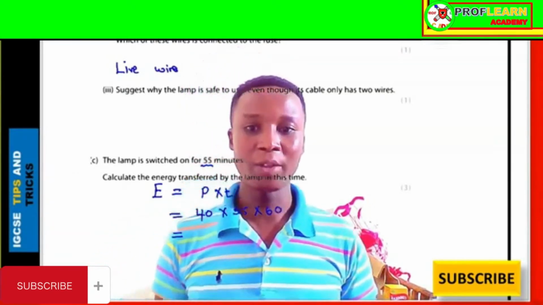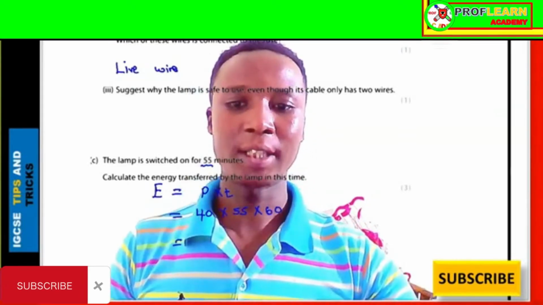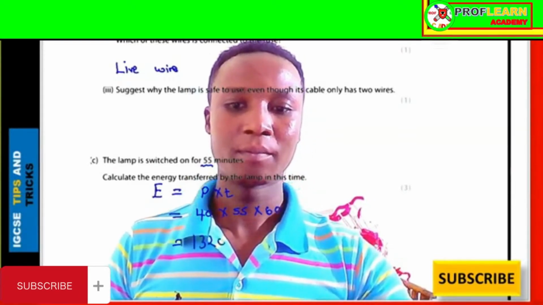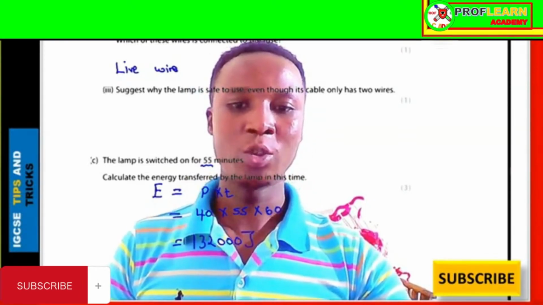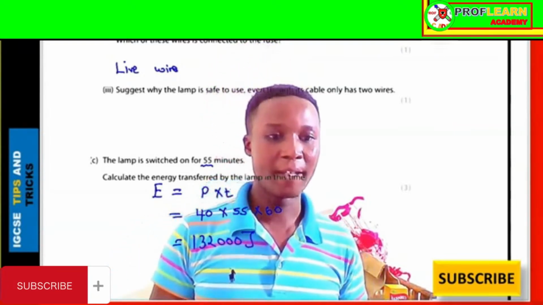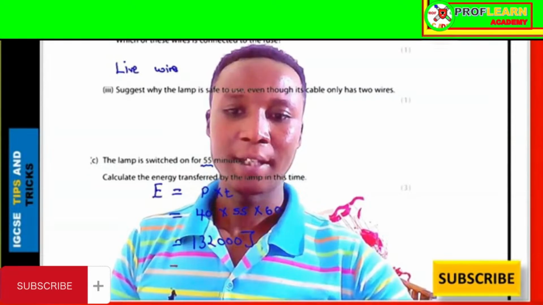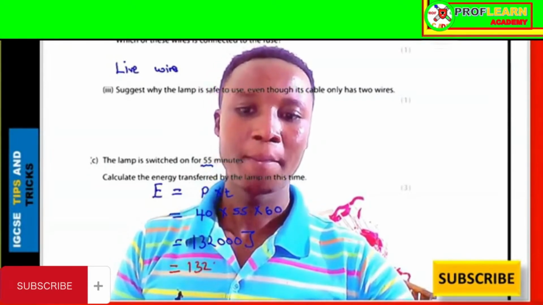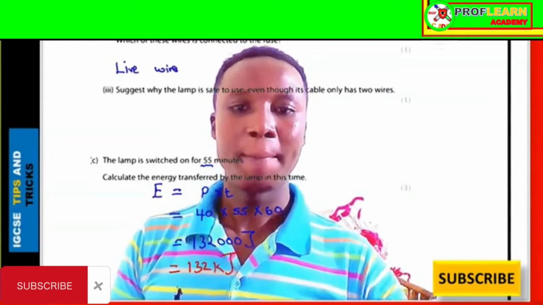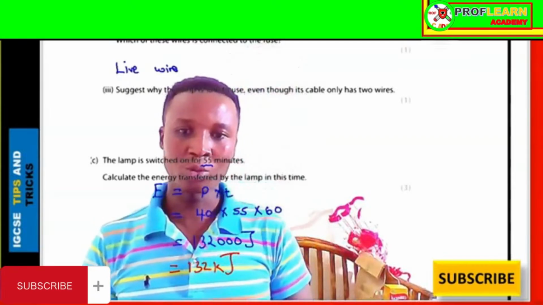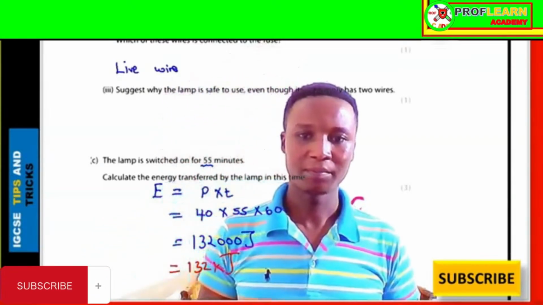So if we work this out, we're going to get our answer 132,000 joules of electrical energy. You can as well divide this by 1000 so that you can get your answer as 132 kilojoules. Basically, that's how you're supposed to work out that question.